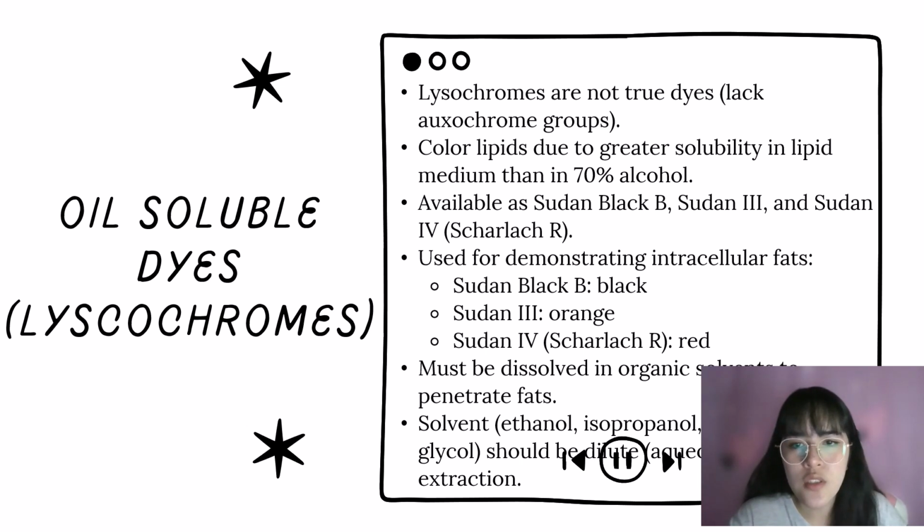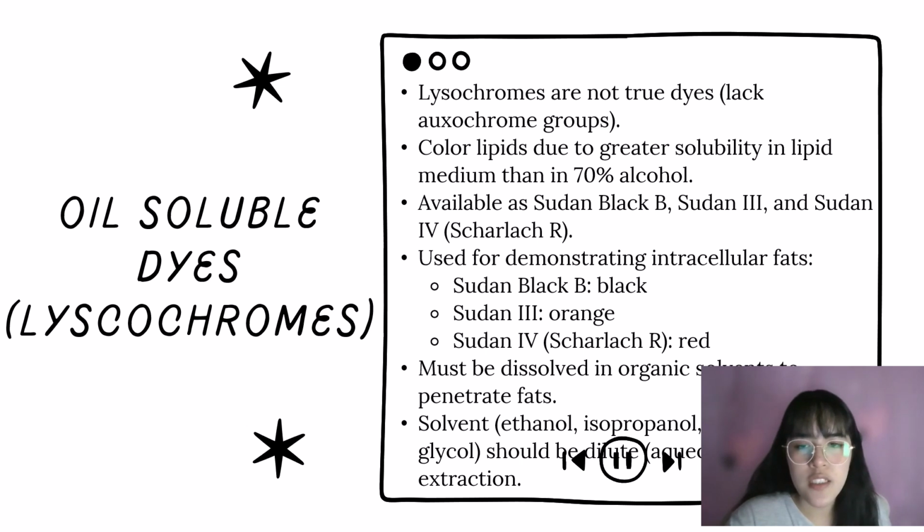Lysochromes, or oil soluble dyes, are not real dyes in the usual sense of the word because they do not have auxochrome groups. They give color to lipids simply because they are more soluble in the lipid mediums of the tissues than in their medium of 70% alcohol. Oil soluble dyes are available in the form of Sudan Black B, Sudan 3, and Sudan 4 or Scarlet R, used for the demonstration of intracellular fats, which are colored black, orange, and red respectively.